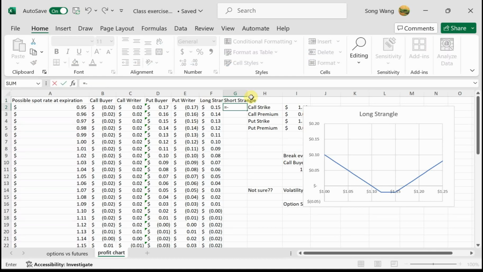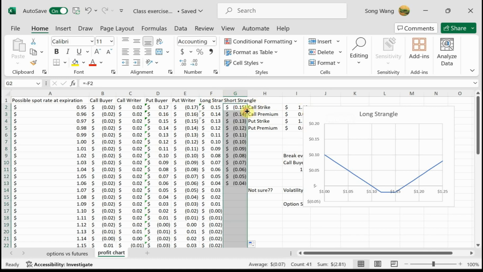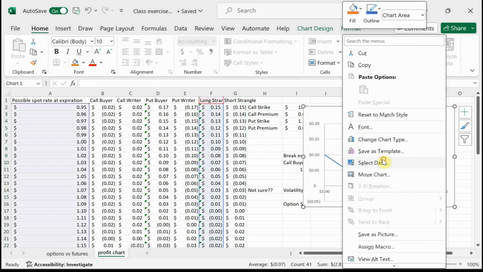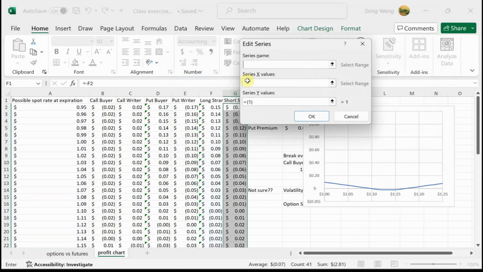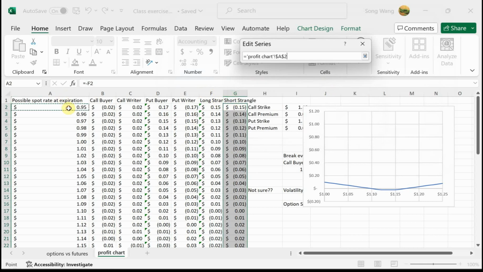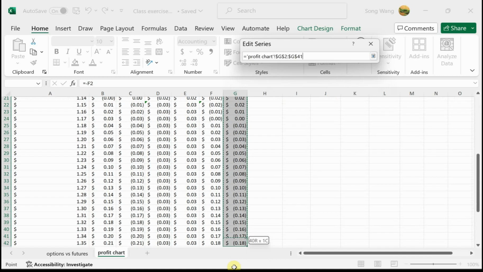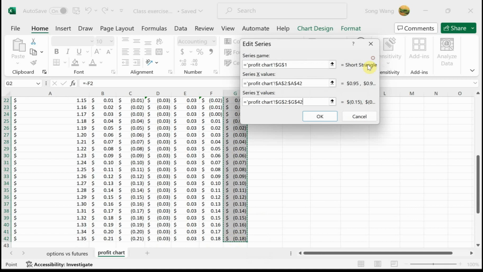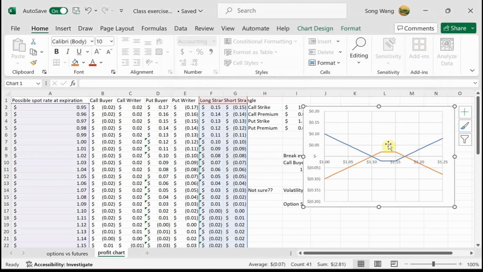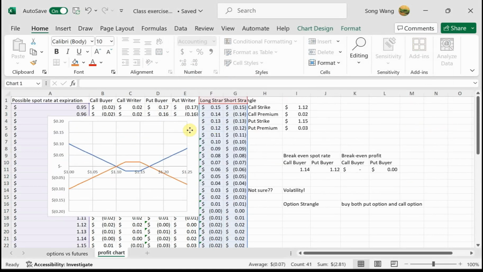If you short a strangle, then your profit will be exactly the opposite of the long strangle. When you short a strangle, that means you sell both a put option and a call option. When you sell the options, it's like you create those options and then sell. So let me just add another series, and this time it's called a short strangle. The X values would be all the spot rates, and the Y values would be all the profits. So you can see the profit of a short strangle exactly mirrors the profit of a long strangle.